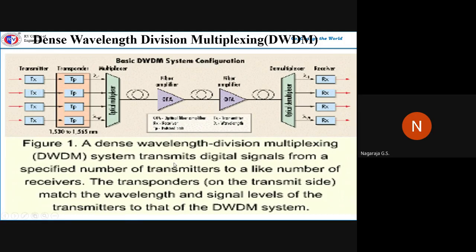A dense wavelength division multiplexing system transmits digital signals from a specified number of transmitters to a number of receivers. The transponders match the wavelength and signal levels of the transmitters to that of the WDM system.